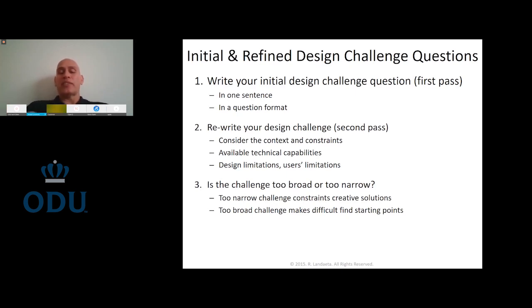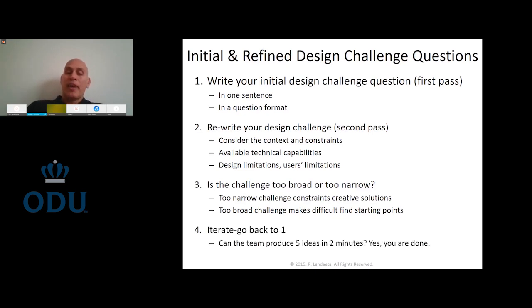Then we're going to do an assessment. Is this a narrow challenge question that will actually push out any innovation possible? Or is this too broad a question that will just make it difficult to have different ideas related to one another? Then a check is that if you can find a question that can produce five ideas in 2 minutes, you are on the right track. Okay, so write an initial question, rewrite it with some constraints, and assess if it's too broad or too narrow by looking at how many ideas you can produce in 2 minutes. So let me give you an example.